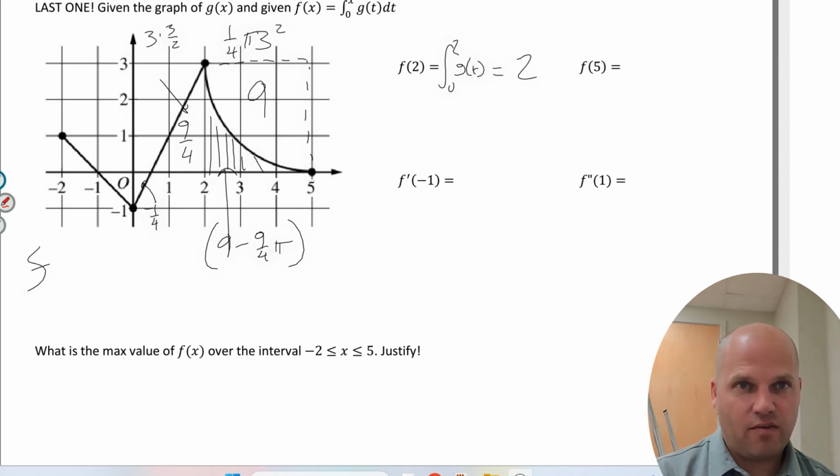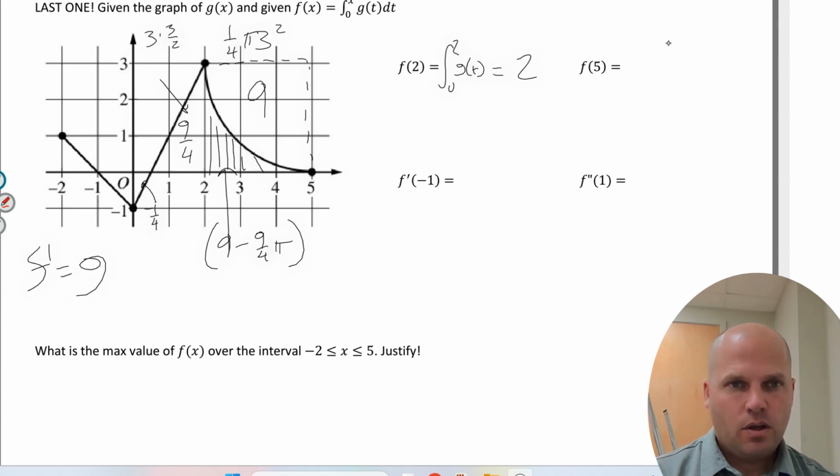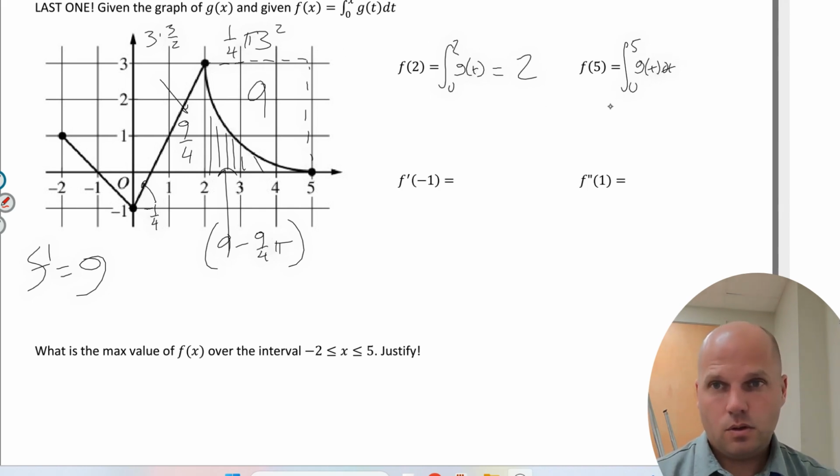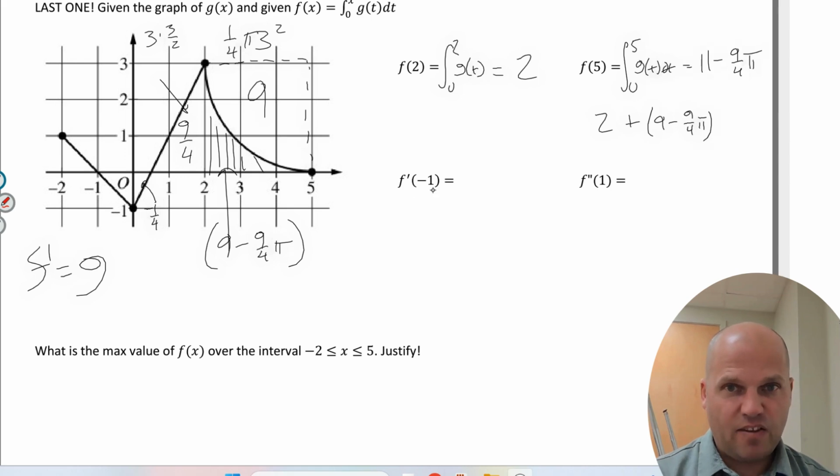Immediately, I should be saying this is f prime, which equals g. F of 5. I'm going to have that 2, and then I'm going to add the 9 minus 9/4 pi, which is 11 minus 9/4 pi. Great. F prime equals g at -1 is 0. F double prime equals g prime. The slope of g at 1 is this up 2 over 1, 2.